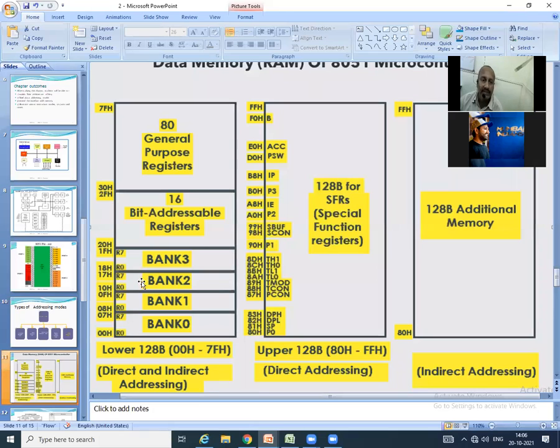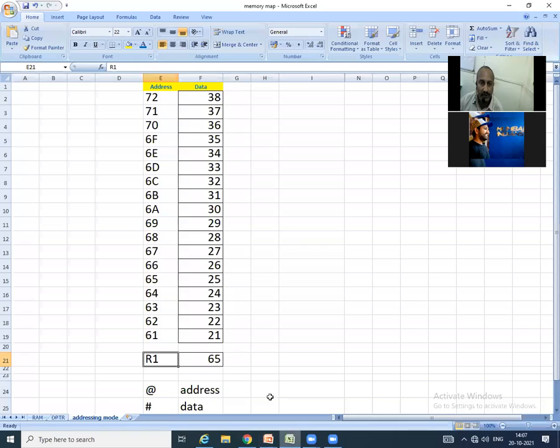As you can see in this slide clearly, bank 2 चा R0 इथं लिहिलेला आहे and the address is 10H. जसं मी ह्या Excel sheet मध्ये तुम्हाला दाखवलं होतं. So from that also it is clear that this is the address and this is the data. All these registers are there like R1, R2, R3, R4. 4 बँक आहेत आणि प्रत्येक बँक मध्ये 8 registers आहेत, R0 to R7.